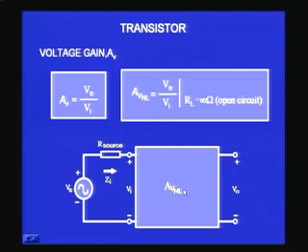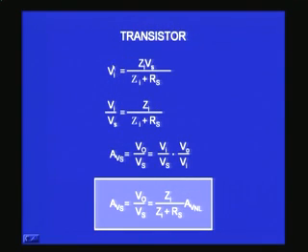So you can see now, VI, as we have already seen, is ZI VS divided by ZI plus ZS, and VI by VS is ZI by ZI plus ZS. From this, if I bring that VS to the left side, VI by VS is equal to ZI by ZI plus RS, and the voltage gain AV is V output by the V input signal VS, and that is VI by VS into V naught by VI, so that VI and VI will go, and you will get VO by VS.